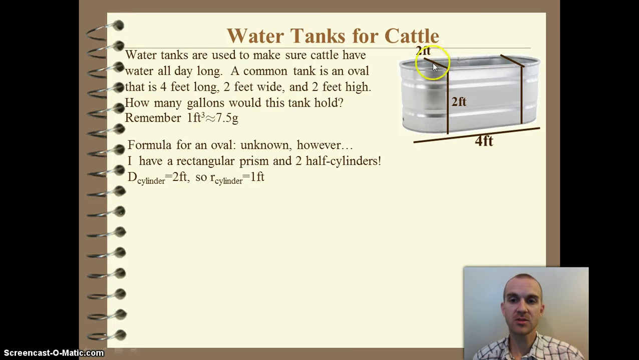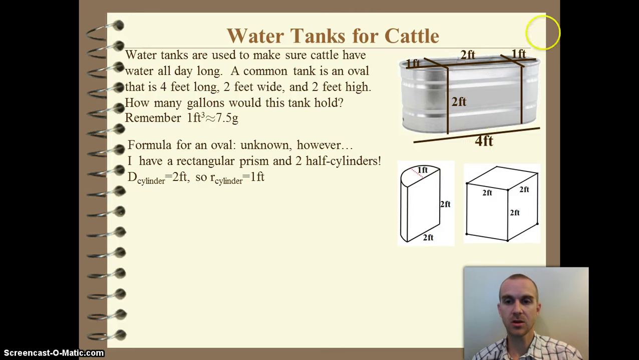Now that half cylinder, I'd have to recognize that the entire width would be like the diameter of that half cylinder. So if I want the radius, I'd have to do half of that. So 2 feet split in half would be 1 foot. So if I think about that top, it's 1 foot for this half cylinder, 1 foot for this half cylinder, which means that the prism width would have to be 2 feet. So now I can take my 3 separate volumes and find the volume of this entire tank.